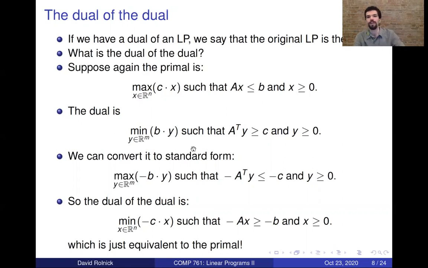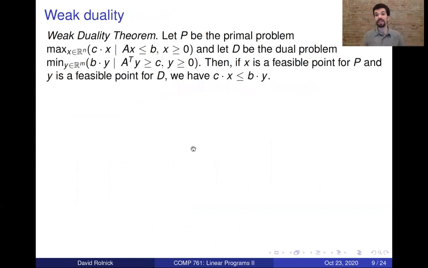OK. Now, here we're getting into sort of the reason why all of this dual stuff is useful. Suppose we have a primal problem. This is just the same as before. Dual problem, same as before. Let's call the primal problem P and the dual problem D. Suppose you have a feasible point. Again, a feasible point, remember, is something that satisfies all the constraints. So you forget about the objective function if you're considering just a feasible point. Suppose you have a feasible point x for P and a feasible point y for D.